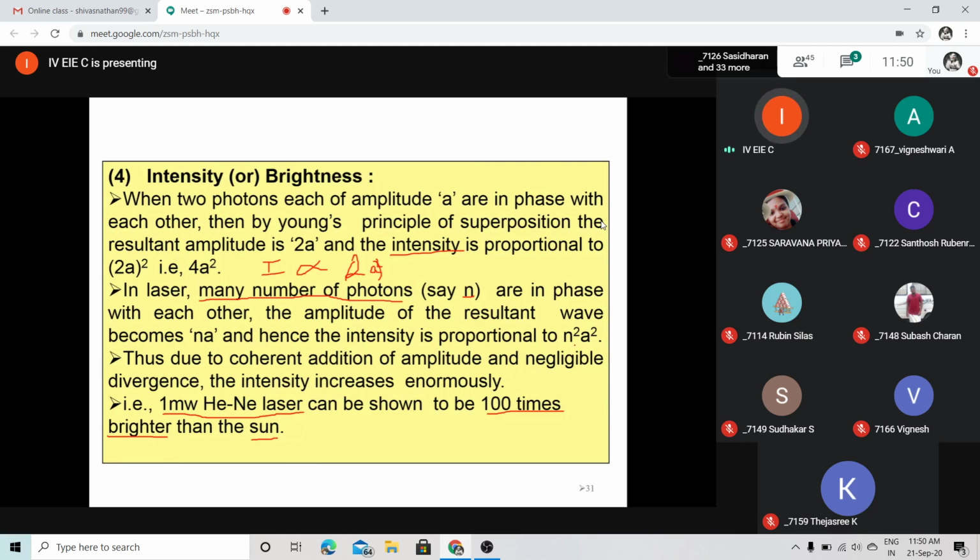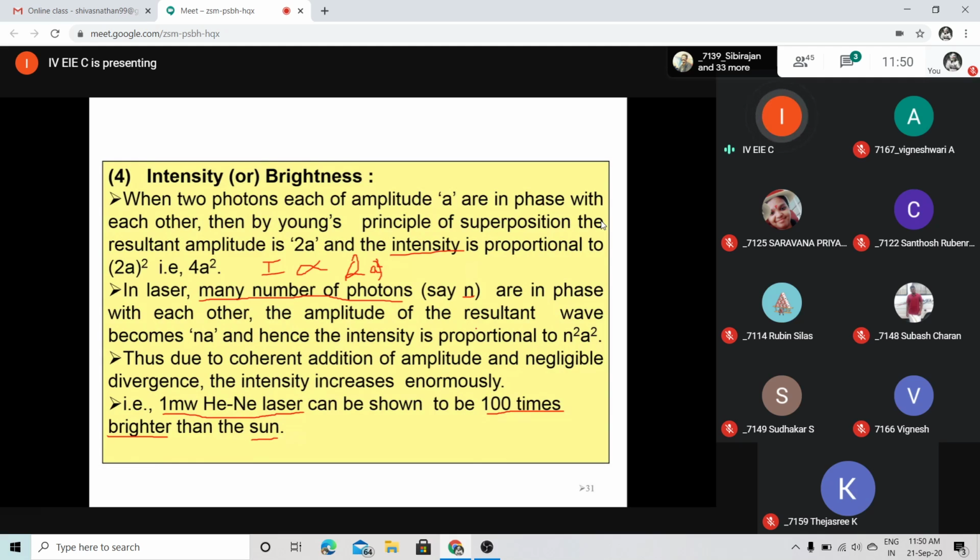N square times A square, or NA the whole square. So the resultant wave intensity is going to depend upon what? The number of photons present and the amplitude of each photon. Since laser action is produced, I have photons with similar amplitude. The photons generated from lasing action will have a similar amplitude pattern, so I will represent it simply as A.